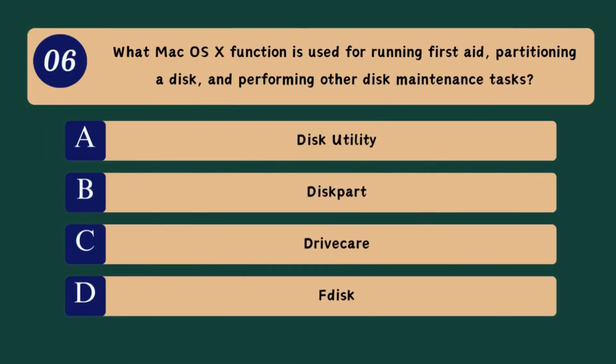Question 6. What Mac OS X function is used for running first aid, partitioning a disk, and performing other disk maintenance tasks? A. Disk Utility. B. Disk part. C. Drive care. D. F-disk. Correct answer. A. Disk Utility.